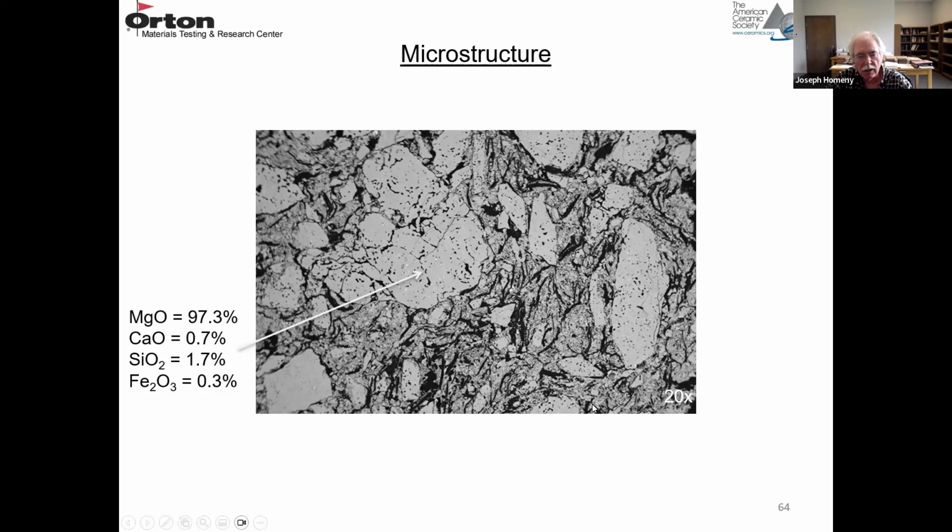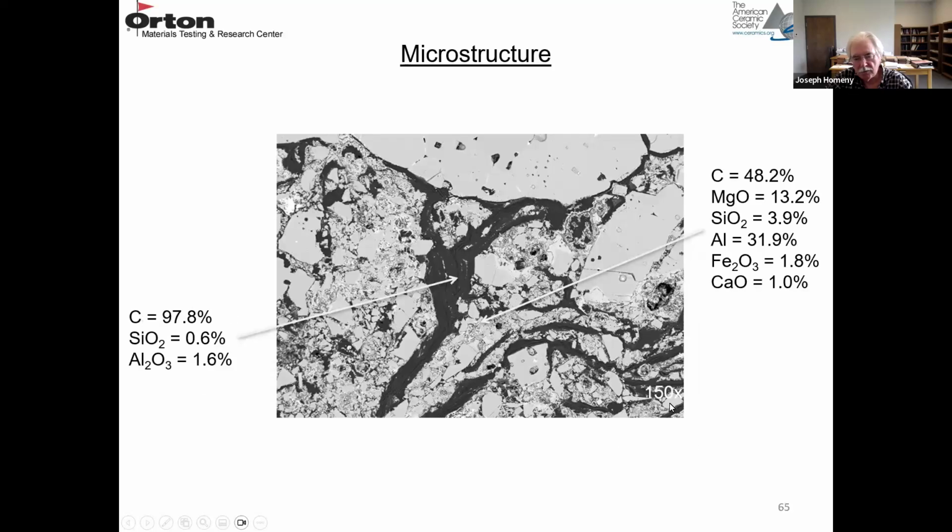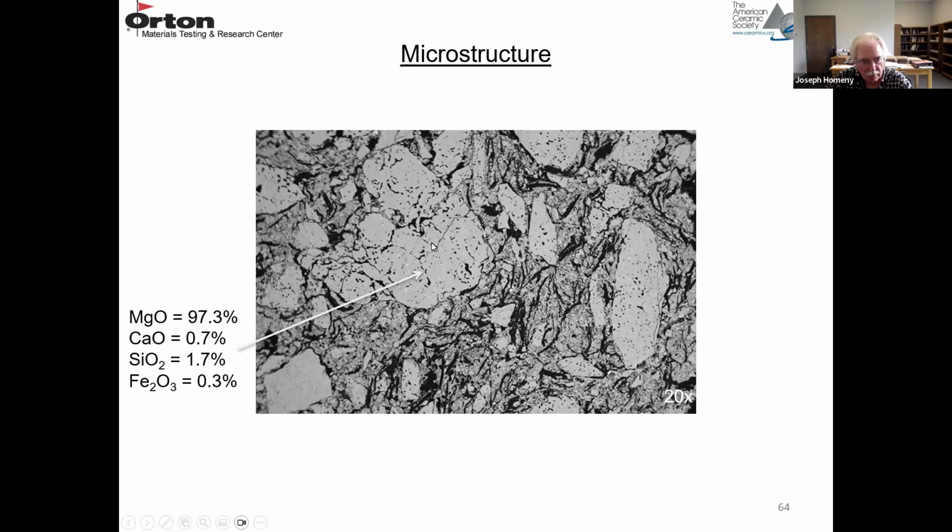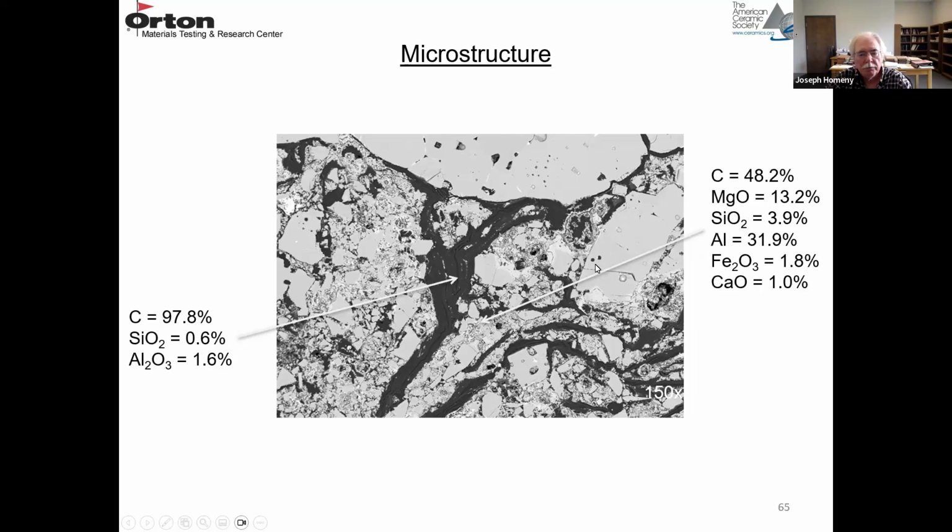So this is at 20x. We go to 150x. I guess what I want to also say here, you can see the porosity, and these are a sintered MgO product. So the black regions here are graphite flakes. They're about 98% carbon. So silica and alumina are the impurities, primarily clay material for the impurities.